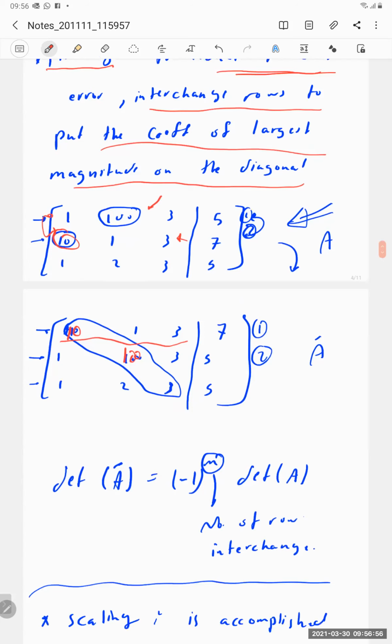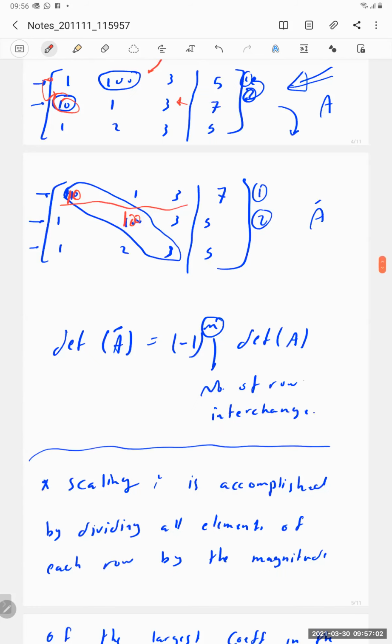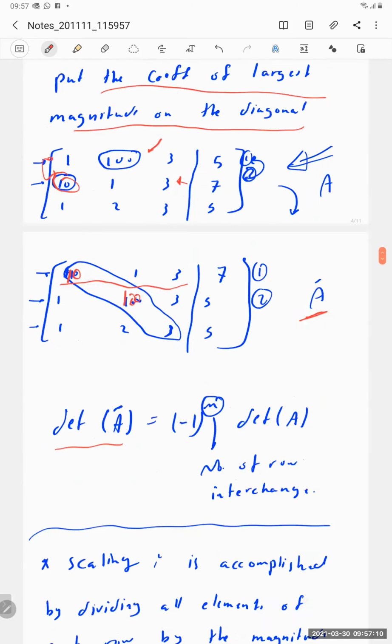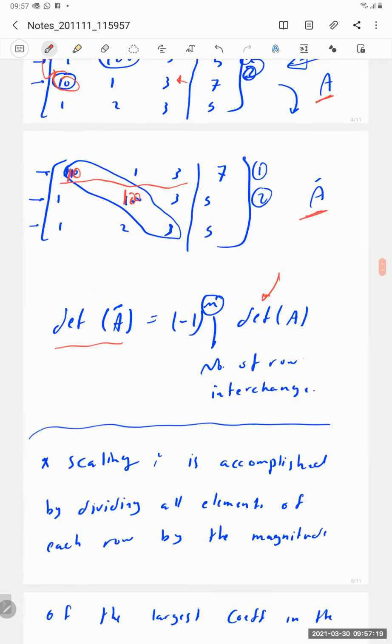طبعا بحالة الانترتشينج determinant لل A prime بهاي الكيس هو عبارة عن minus 1 to the power m، قديش عملنا number of interchanges أو row interchanges times determinant لل A الأصلية. فإذا بنعرف إحنا قديش قيمة determinant لل A إذا عملنا interchange للروز رح نضرب ب minus 1 to the power m في عدد قديش عملنا interchanges.